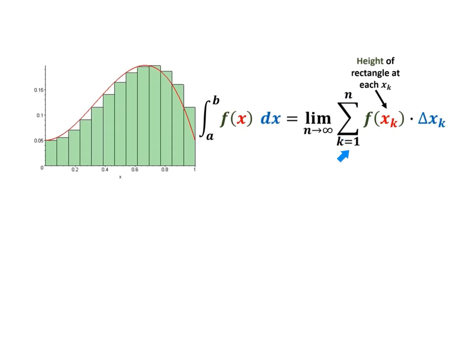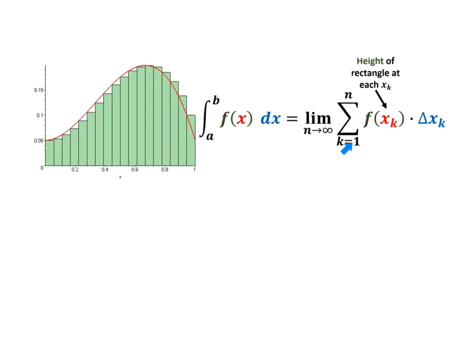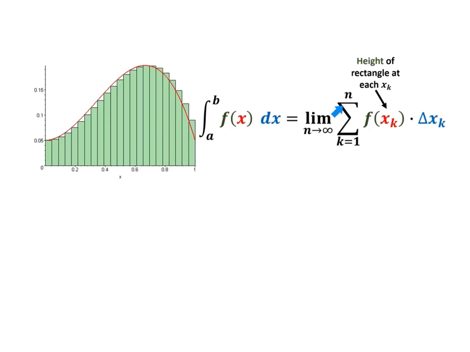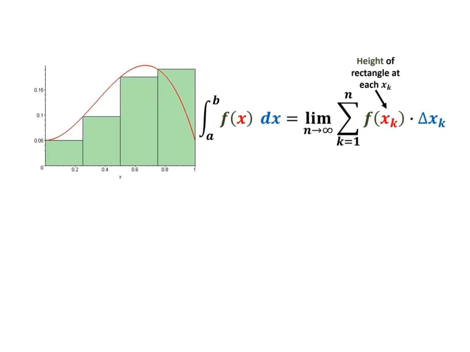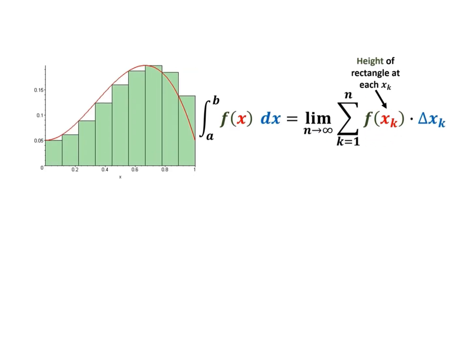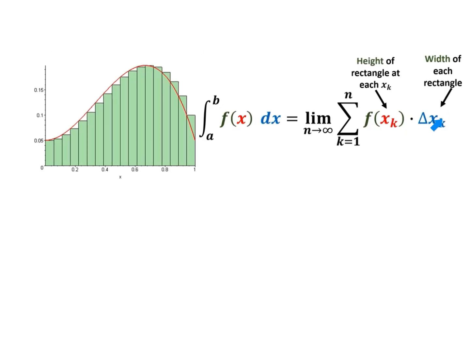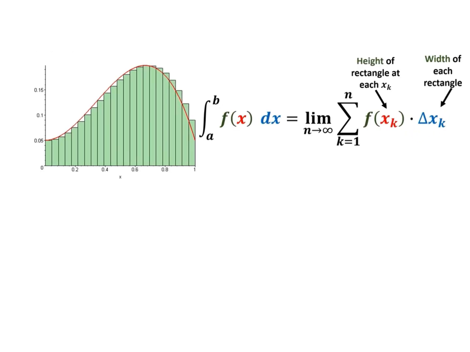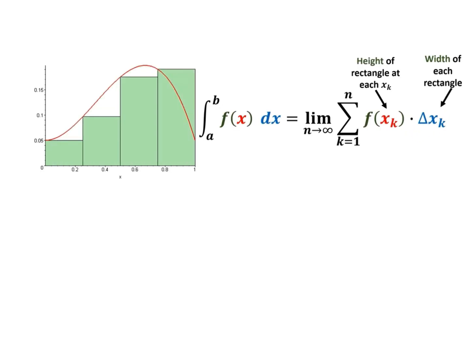But again, all this means is the number of rectangles is going to approach infinity. So this is the height, the y value. This, of course, is the width of each rectangle, the change in x for that particular rectangle.